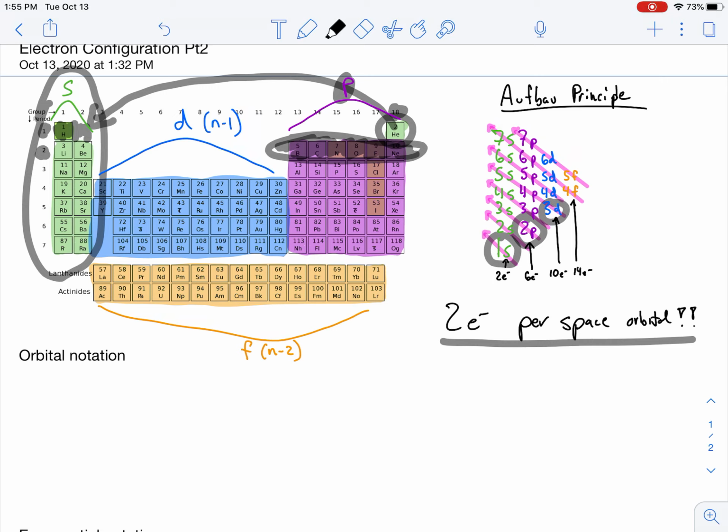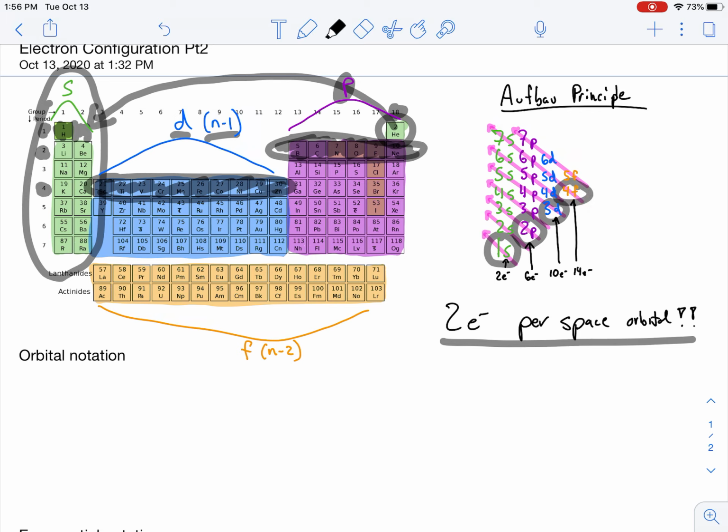For d, here's 3d. This right here is 3d. Now you're going to say, but it's in period 4, Mr. Estes. But d is n-1, so period minus 1. So all of these elements, their last electron is located in the 3d orbital.